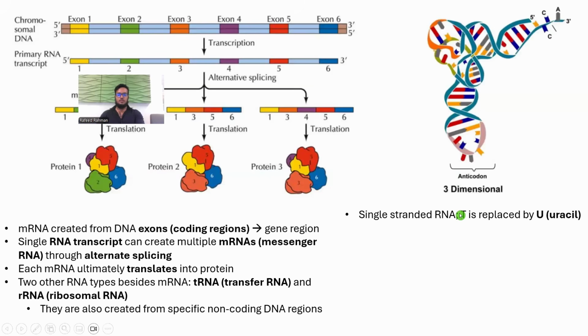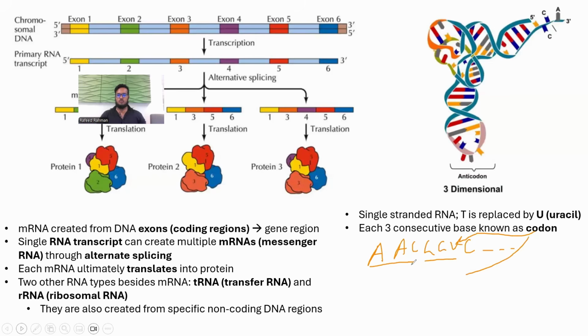Now let's talk about a little bit more. RNA is also a sequence of bases. You can think of it as a sequence of maybe A, C, G, G, U, C, etc. Three consecutive bases are called a codon. So this is one codon, and this is another codon. Why are they called codons? Codons have very important implications because codons are the ones which ultimately transform into amino acids.